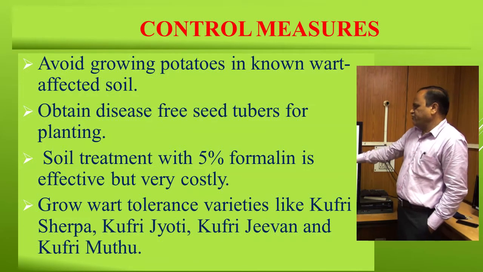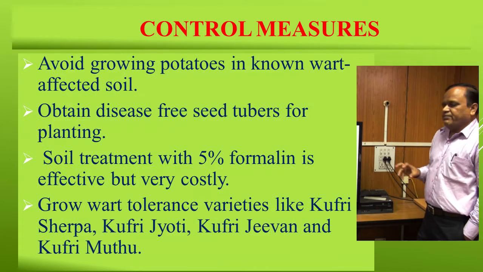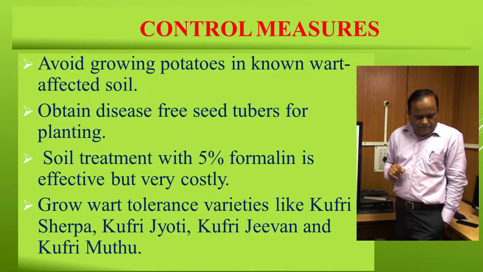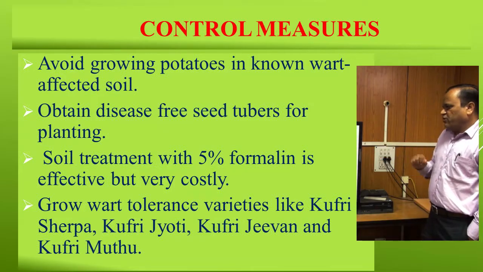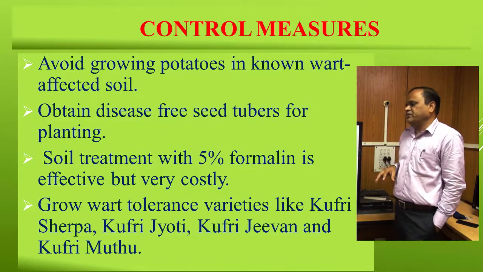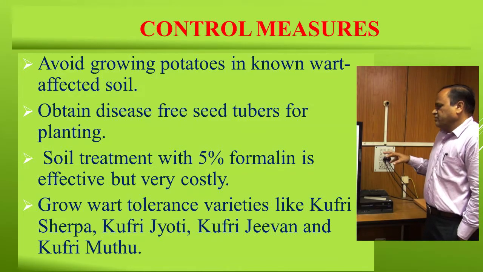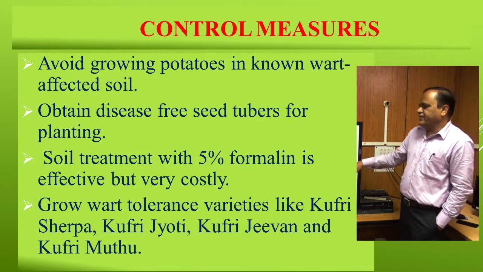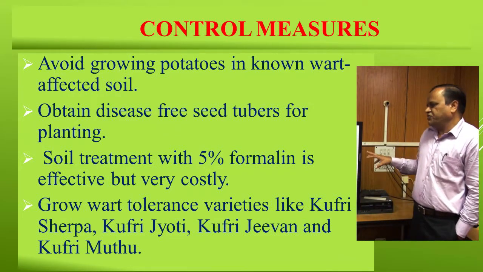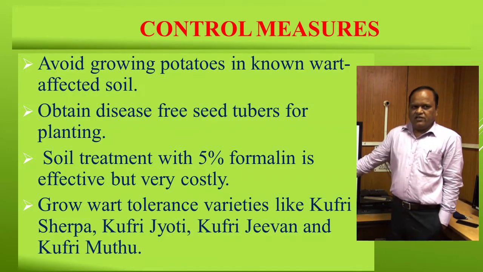Obtain disease free seed for planting, and soil treatment with 5% formalin is effective but very costly. And as it is soil borne also, if you want to get rid of this disease, then soil treatment with 5% formalin solution is very effective, although it is costly. But if you want to manage or control this disease, then you may apply 5% formalin in soil.